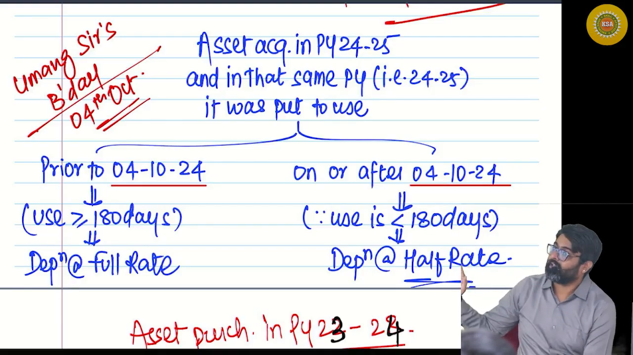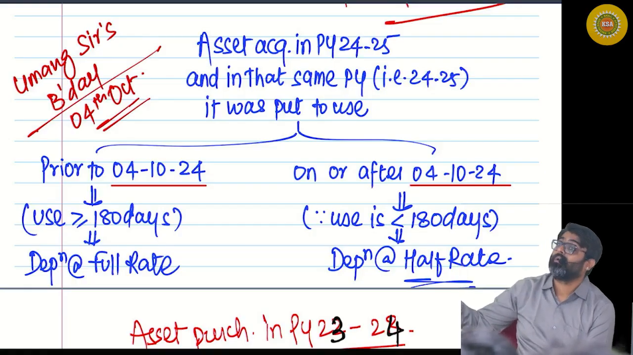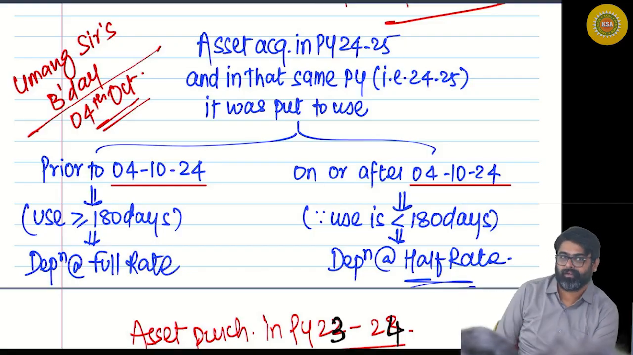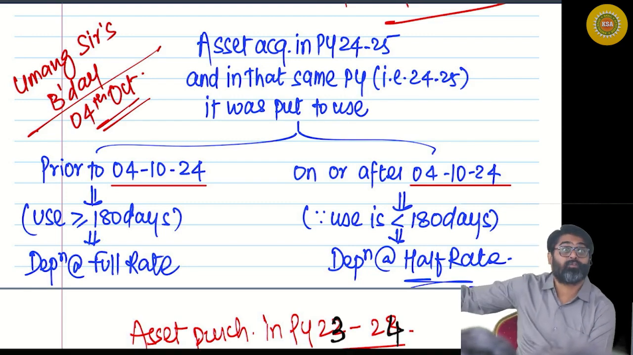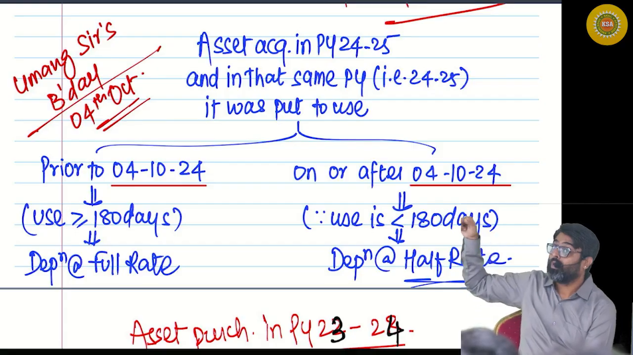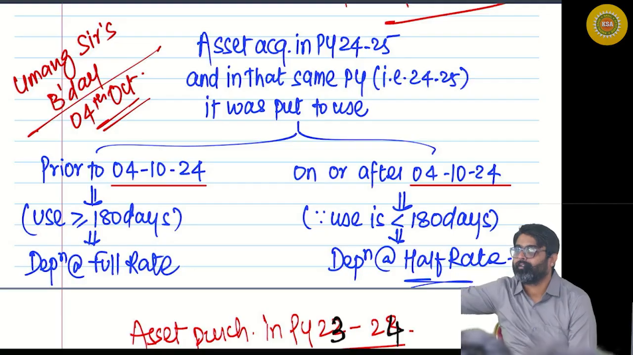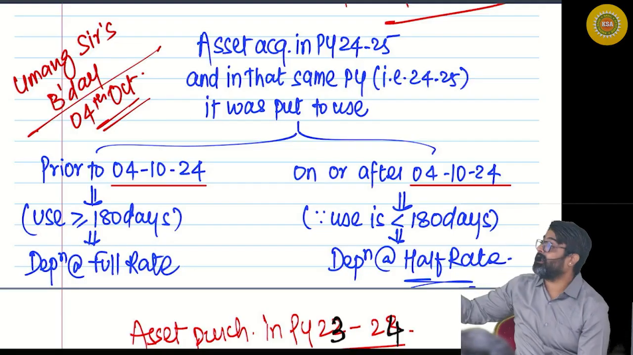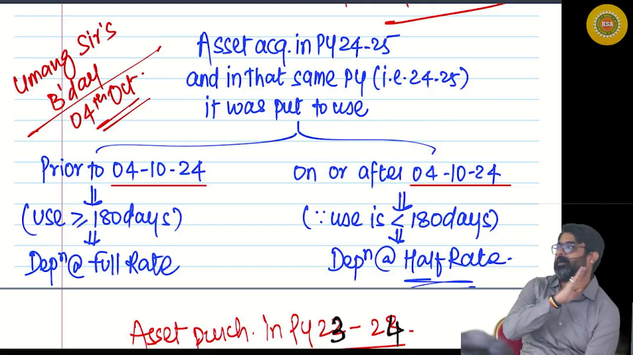I will say asset put to use on or after 5th October. On or after? No, I will say after 5th October. Sorry, after 4th October. But if it was put to use on or before 4th October, yes or no, then it will be 180 days or more. But if it is put to use after 4th October, then it will be less than 180.